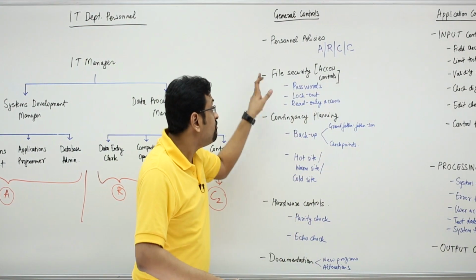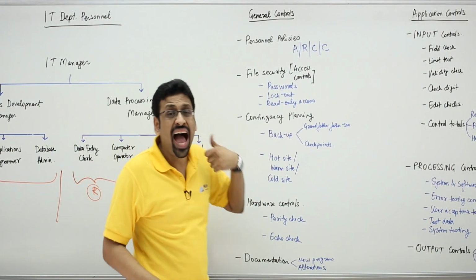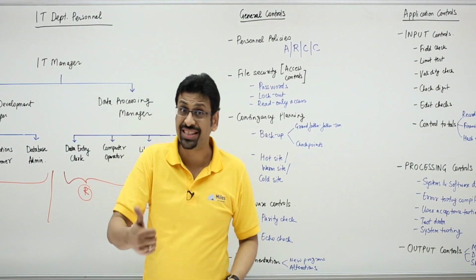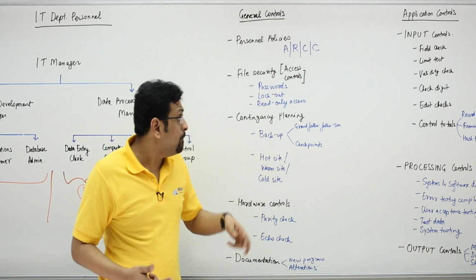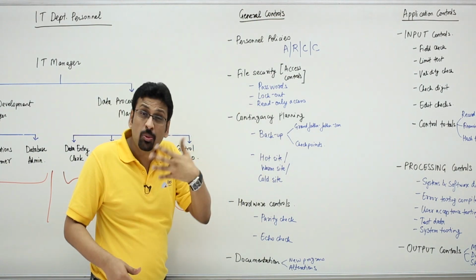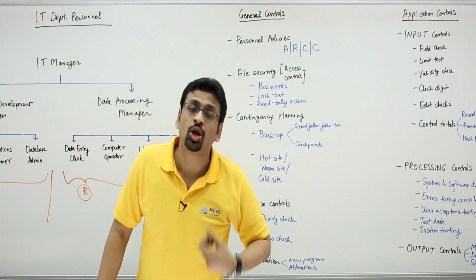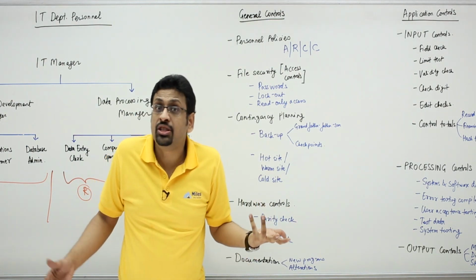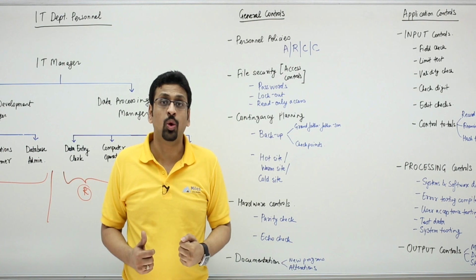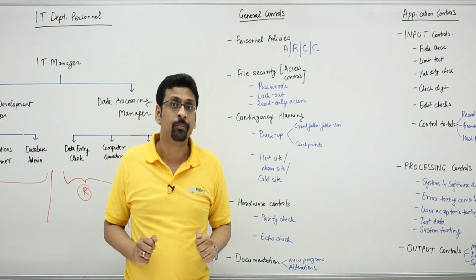Moving on, we're looking at file security, where we want to have access controls, both physical access as well as electronic access. It's important to have passwords, and you might also want to have different levels of password authority. Let's say some of the employees in the firm may receive only read-only access to a database. They can't edit anything there.